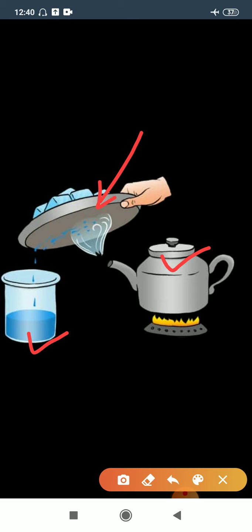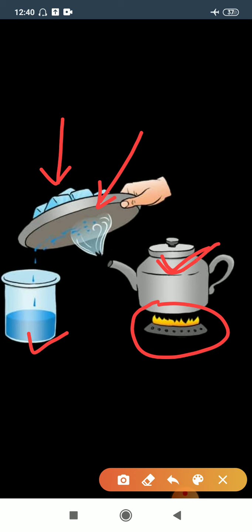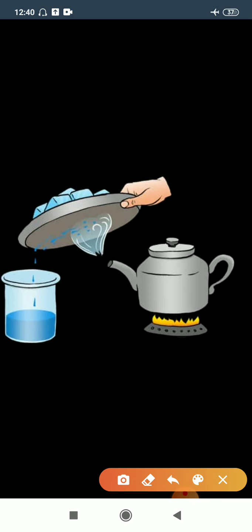Okay, and in this dish ice was given. Now you can see here the gas is on, and with the help of this gas the kettle is heating. Okay, so when the heating process is on, in this kettle we just filled the salted water.